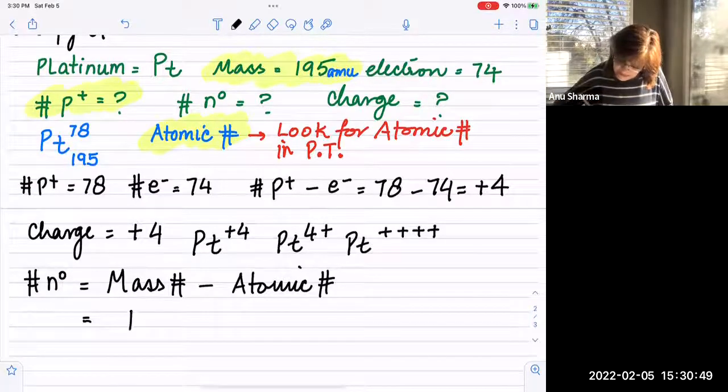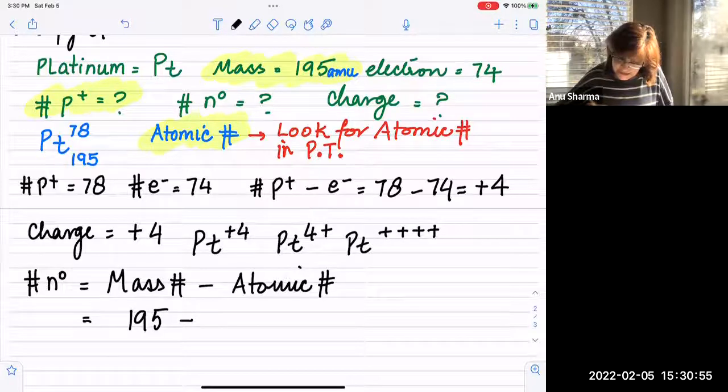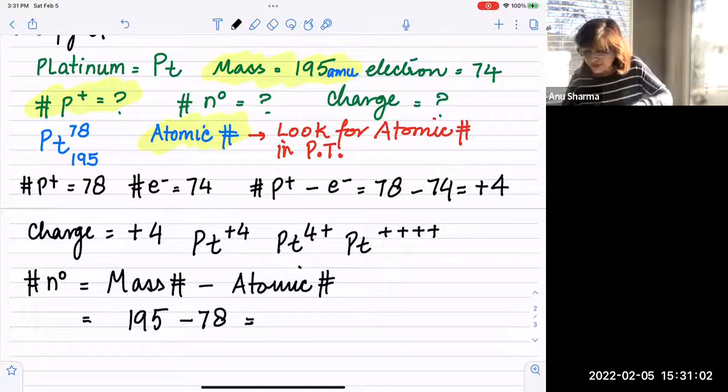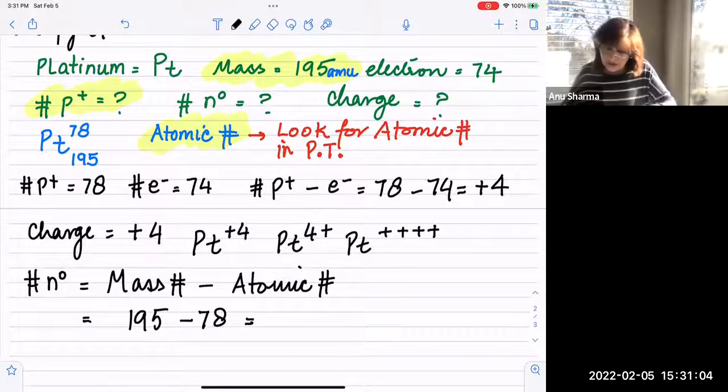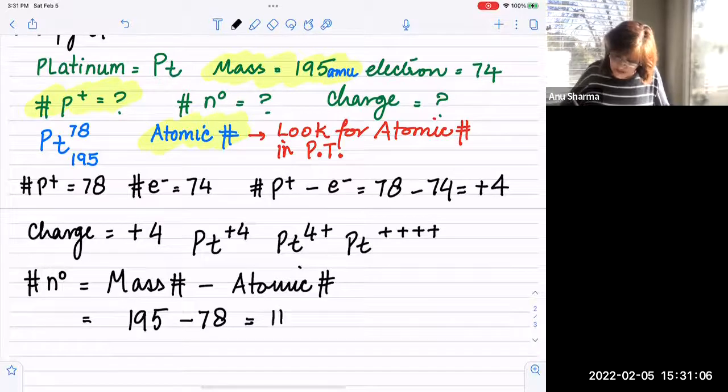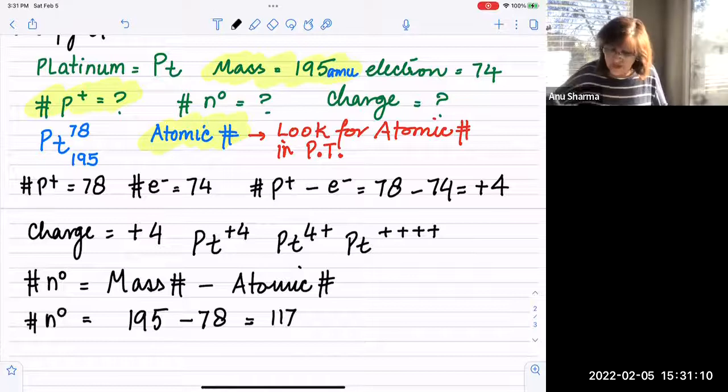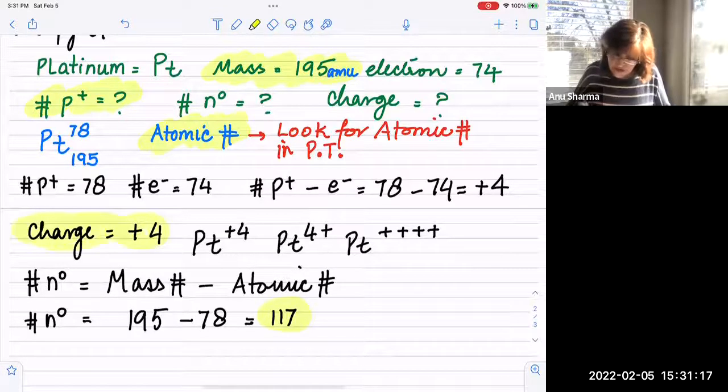So the mass number is 195 minus the atomic number, which is 78. So 195 minus 78 is going to give you the number of neutrons, which comes out to be 117. Okay, number of neutrons, and that's the answer. So you have the number of neutrons, you got the charge answered, and you got the number of protons answered.